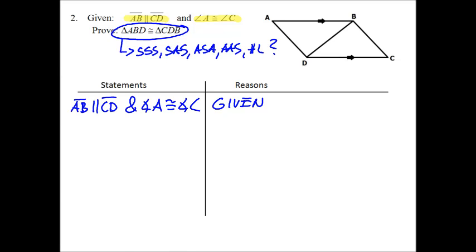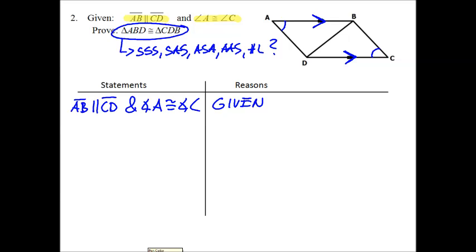Let's also go ahead and mark the things that were given to us. We know that segments AB and CD are parallel. We already see that arrow here. These two segments, parts of these two lines, are parallel. And angle A is congruent to angle C. What else can we find out from this diagram?